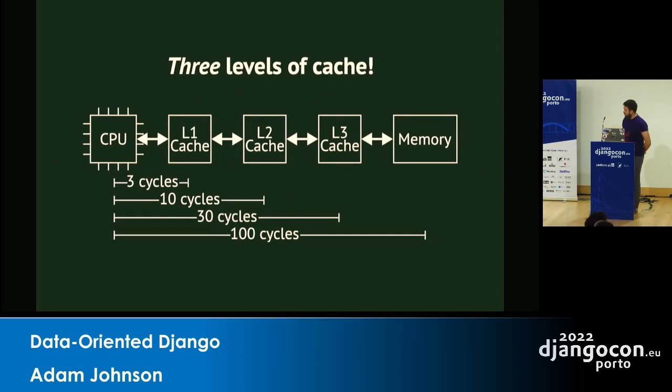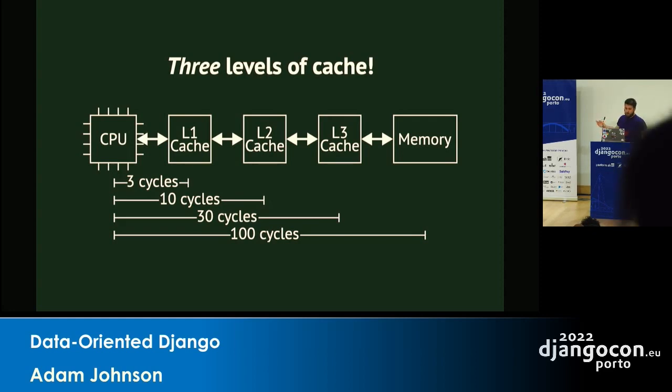So for this computer, I looked at the stats. I think these are about right. A fetch from the level 1 cache takes 3 cycles. That's 3 of those operations per second. But going to the level 2 cache takes 10 cycles. Going to the level 3 cache takes 30 cycles. And then going to memory takes at least 100 cycles.